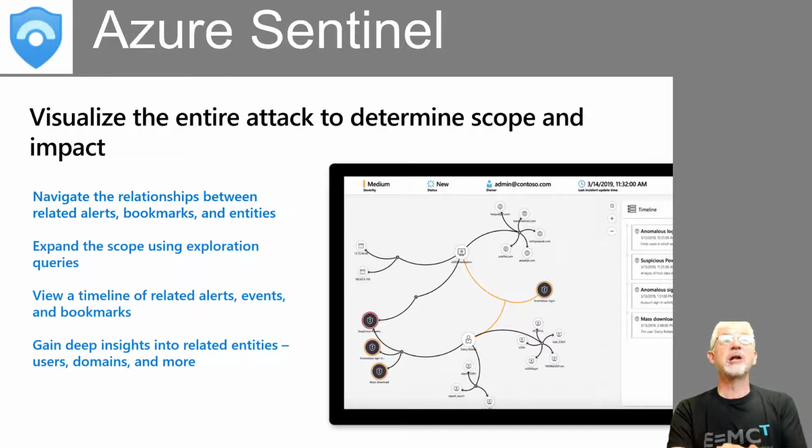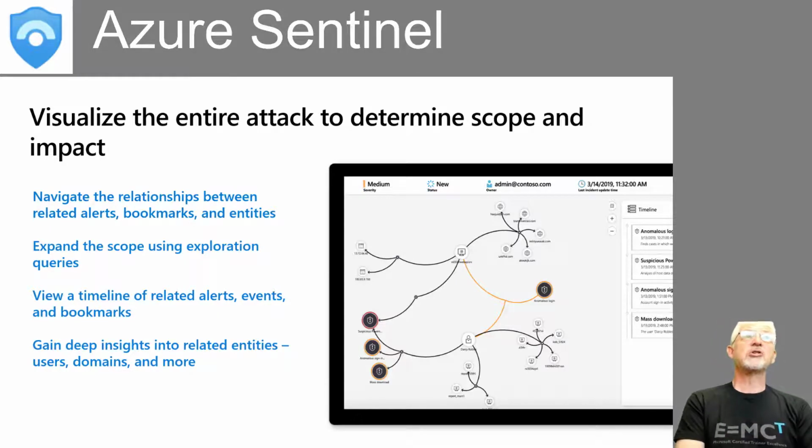And you can see a timeline. If this graphical map doesn't work for you, you can see a timeline of all the related alerts, events, and bookmarks. If you click on any node in your investigation, you can see detailed information about where they've come from, what IP addresses, any other alerts that are related to these entities, and much more. And we'll look at those in a demonstration shortly. It gives you deep insights into all the related entities, users, domains, and everything else you're examining in this investigation.